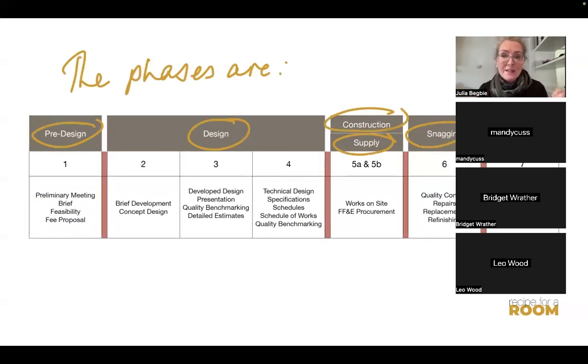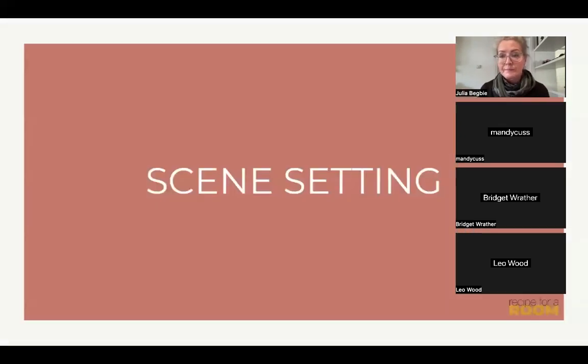So the phases of design are shown on the screen. This is how I describe the process to my clients so that they can begin to understand and to develop expectations around what they're getting into and what they're going to get from me.